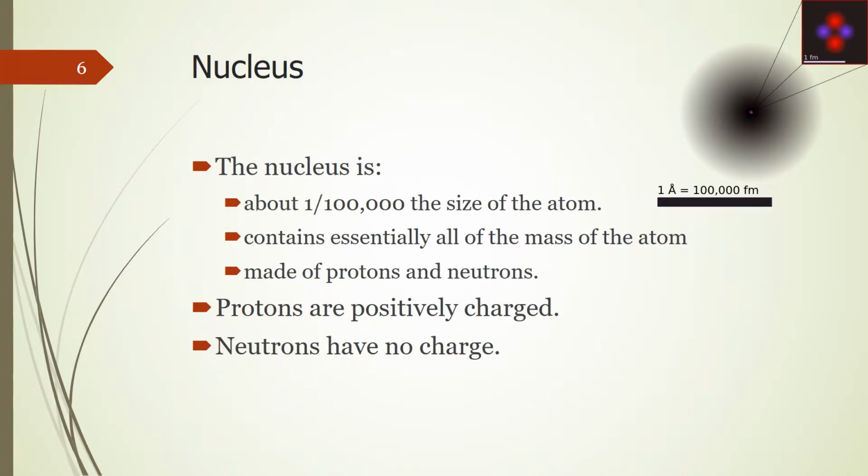Now, we've got our nucleus. So, once again, this is a tiny little speck, and you've got the electron cloud around it. The nucleus is, once again, tiny, 1/100,000th the size of the atom. Basically, it's got all the mass of it, and it's got protons and neutrons in it. Neutrons, by the way, have no charge. Protons are positively charged, as mentioned earlier.